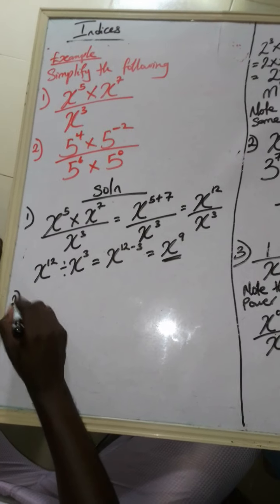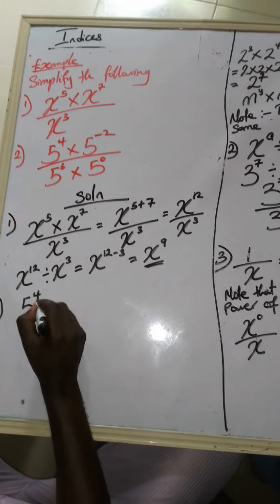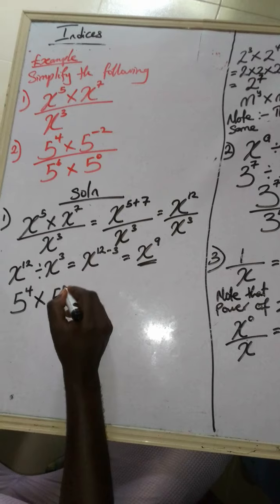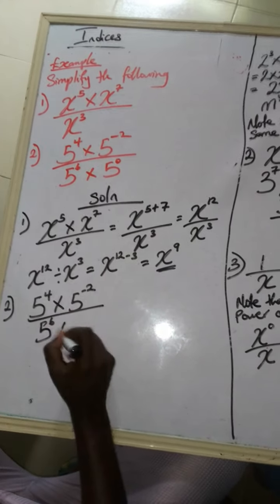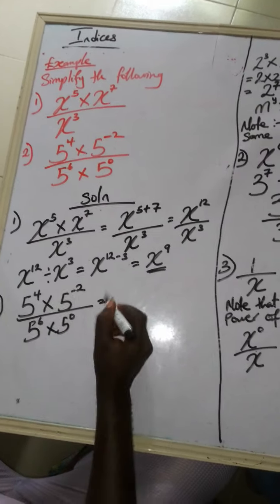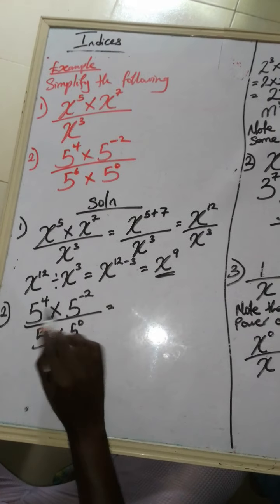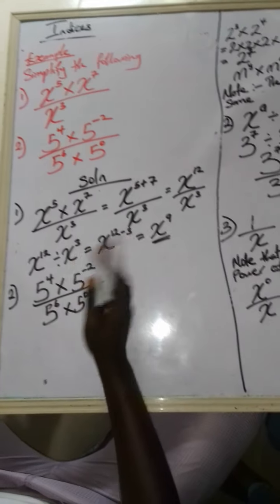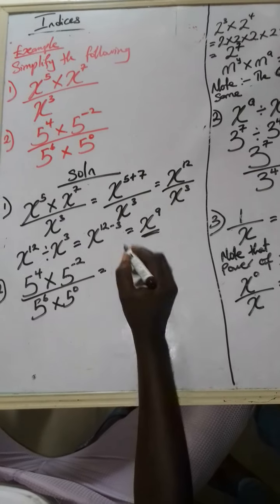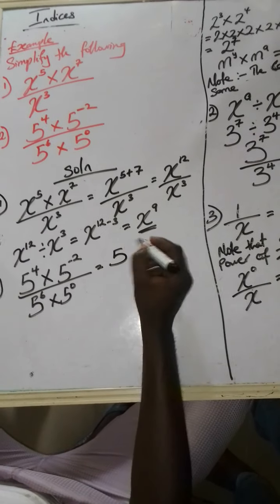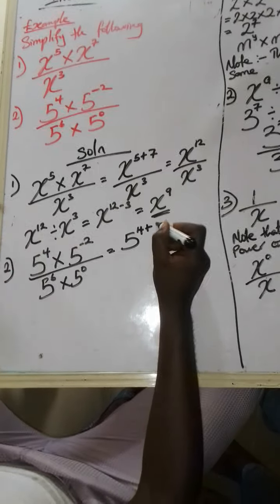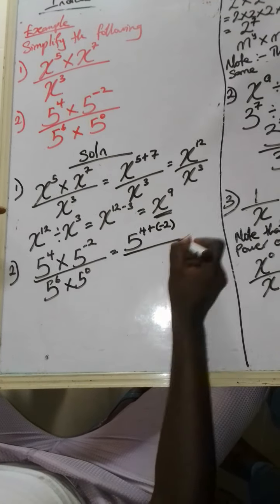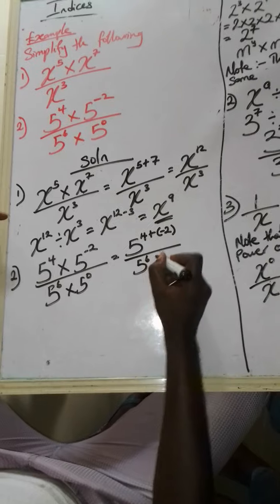Now we have the second one, which is 5 raised to the power of 4 multiplied by 5 raised to the power minus 2, all over 5 raised to the power 6 multiplied by 5 raised to the power 0. Now we have the same constant 5, and we have multiplication in between, so we are going to add the indices. That is 5 raised to the power 4.